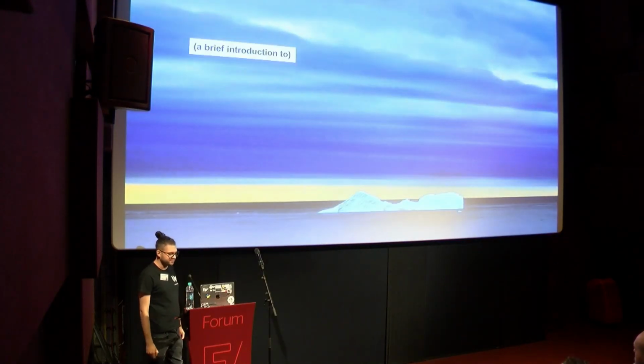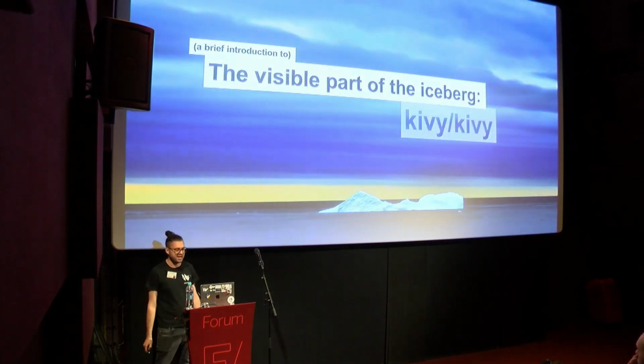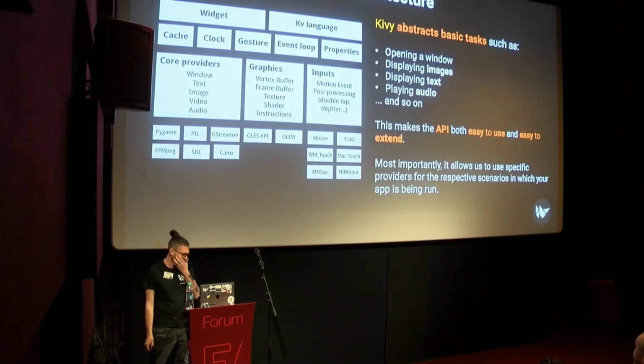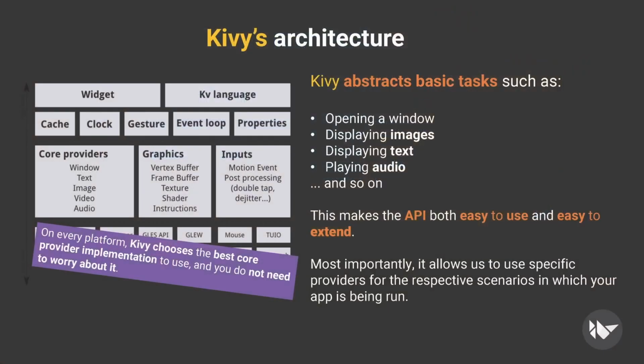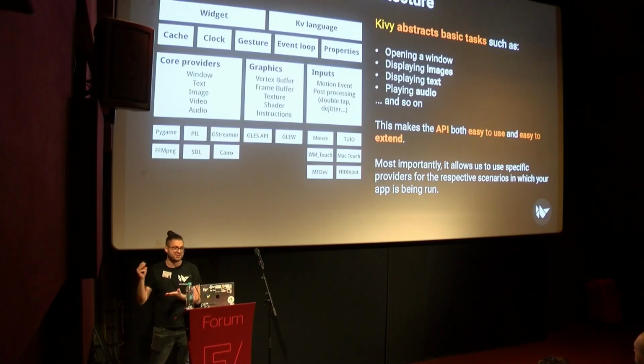Then finally, let's have a brief introduction to the visible part of the iceberg, Kivy. Kivy abstracts basic tasks such as opening a window, displaying images, displaying text, playing audio, and so on. This makes the API both easy to use and easy to extend. Most importantly, it allows us to use specific providers in the respective scenarios in which your app is being run.